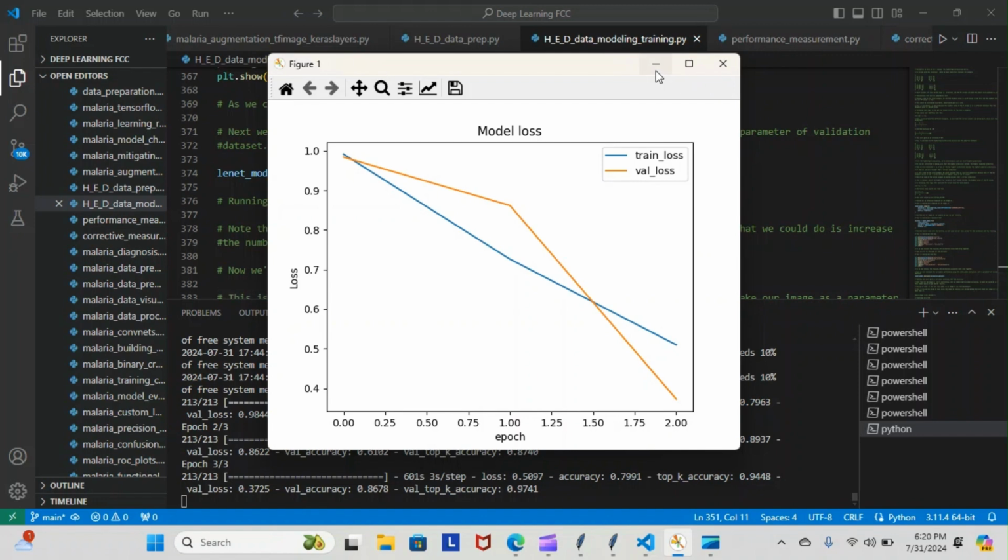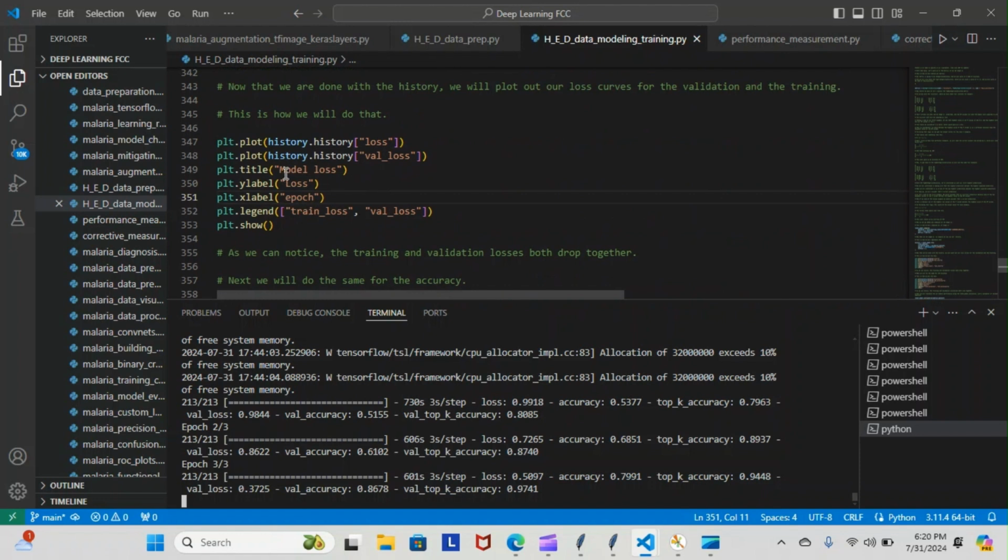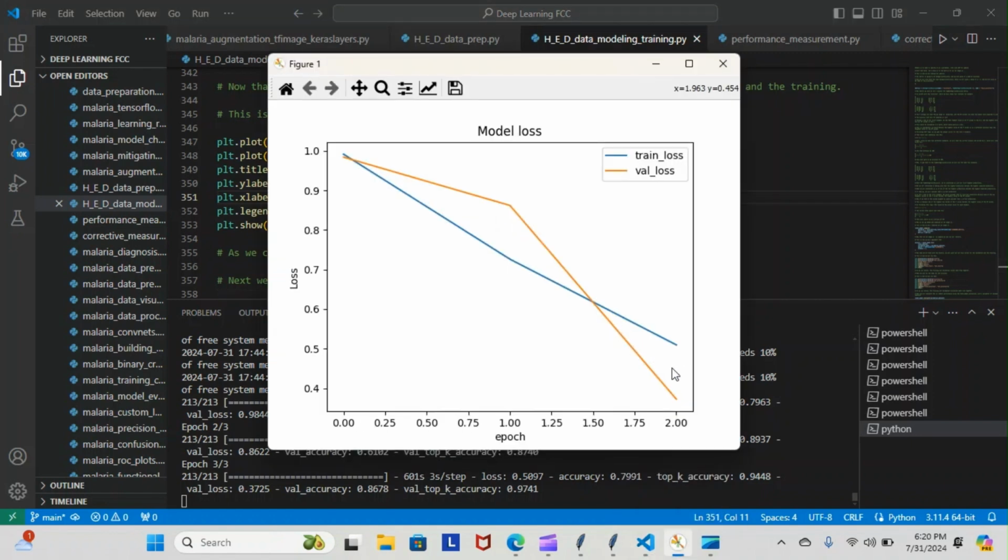Let me show you that again before I close it out. That's going to be our plt loss plot right here. History is loss, validation loss, model loss. Our labels are going to be loss and epoch. And then we have the training loss and validation loss in the legend. As we can notice, the training and the validation losses both drop together. Let me show you that again. So you can see that they are both dropping together. Then we have our legend here, and then we have our labels for loss and then the epoch. So this would be our Y label, this would be our X label. And this is our legend, and this is our loss, with training loss and validation loss both dropping together. So that's for the first one.